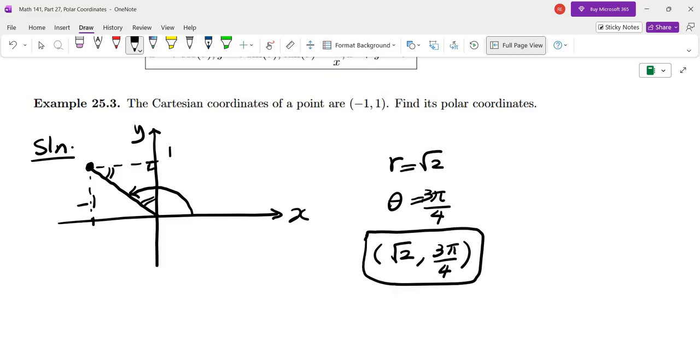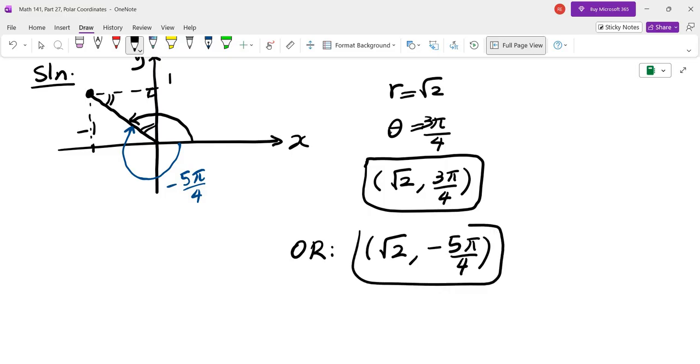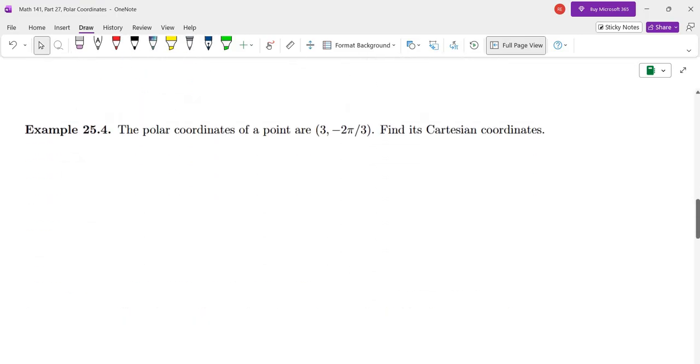We could also find other polar coordinates for this point. For example, if you look at this angle, it is -5 pi over 4. It's negative pi plus negative pi over 4. So another representation of this point in polar coordinates is (√2, -5 pi over 4). And of course, there are other representations of this point as well. So as you see, it is not like the xy coordinate system where for every point you have exactly one pair of coordinates. You will have multiple pairs of coordinates.